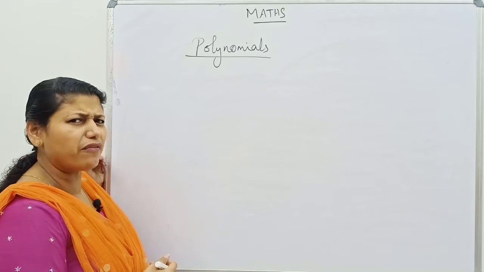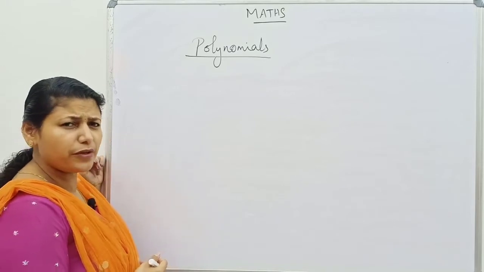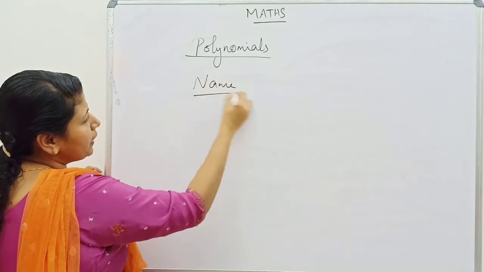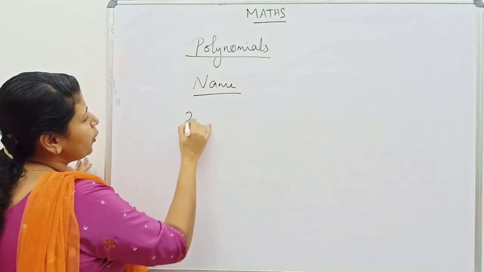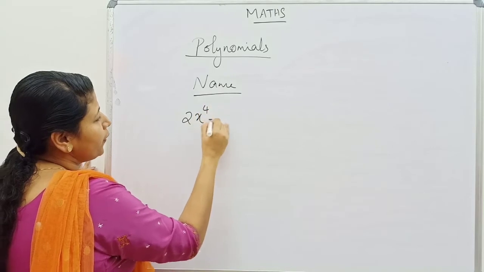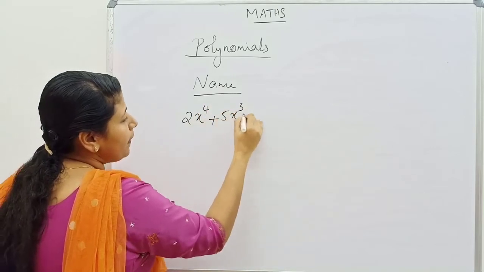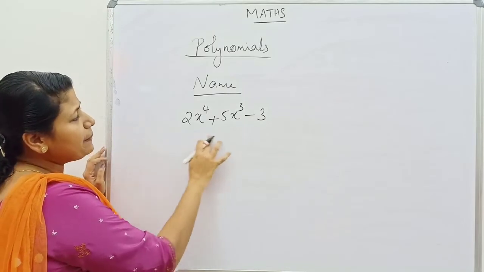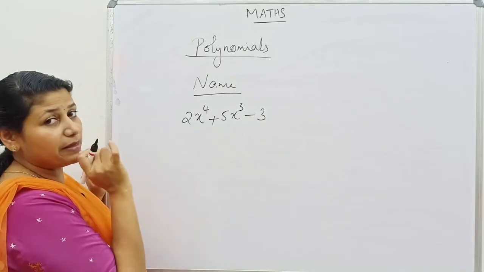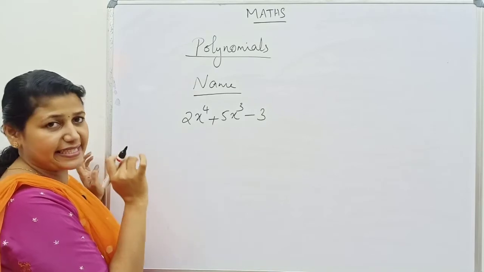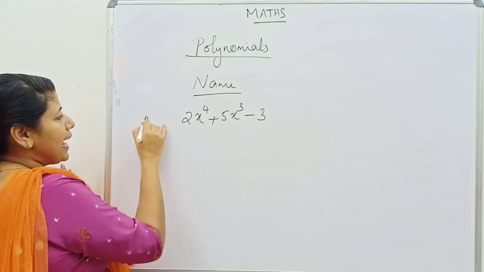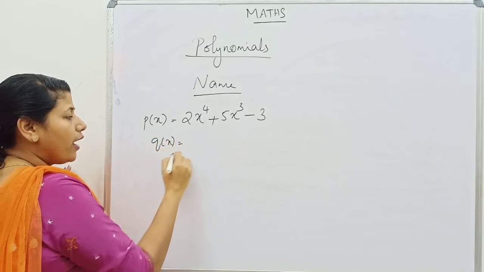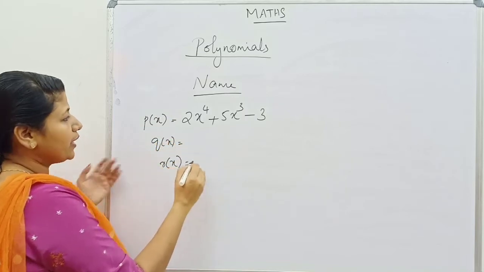Next, how to name a polynomial. I think you have already studied. No problem, we will consider how to name a polynomial. If you are given some polynomial just like 2x raised to 4 plus 5x cube minus 3, is that a polynomial? Yes. Since this is a polynomial in which only one variable is there, which is x, we can name this as p of x or q of x or r of x. Whatever you like, you can use.